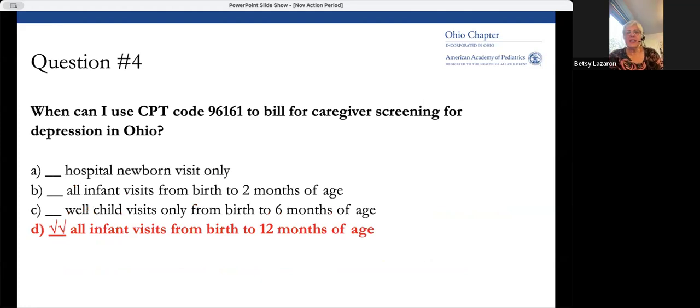And when can I use that CPT code 96161 for caregiver screening for depression in Ohio? At all infant visits from birth to 12 months of age, whether it's a well-child visit or an illness visit.